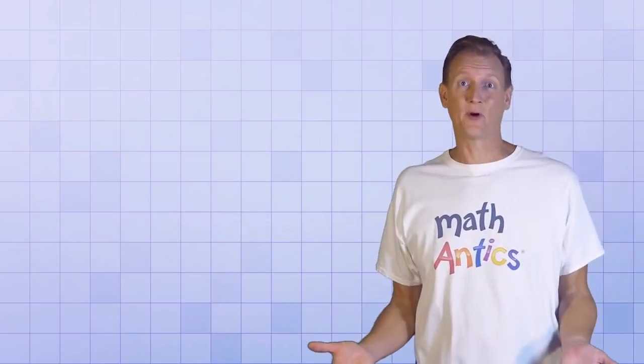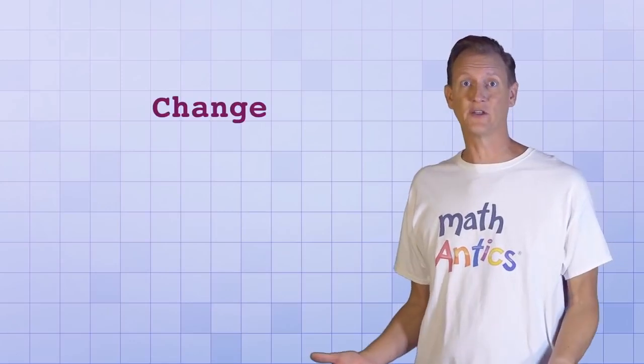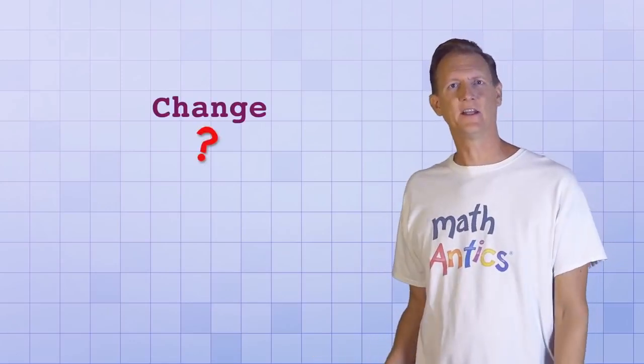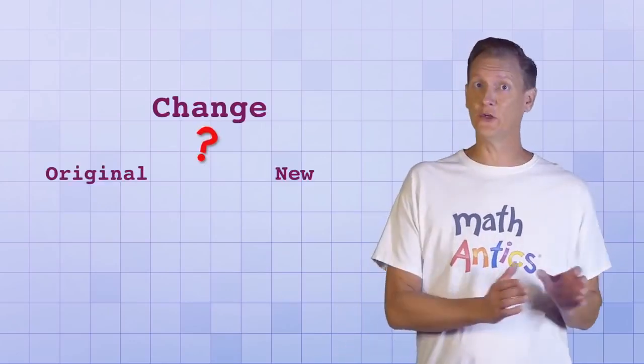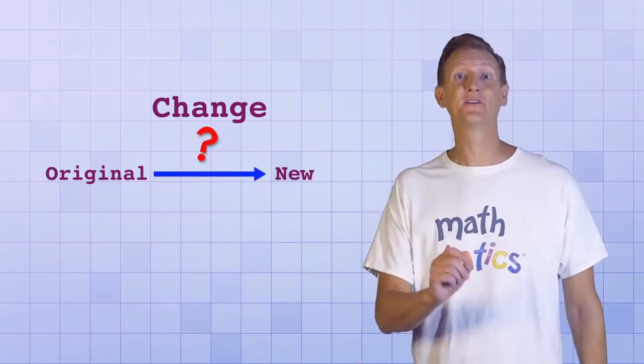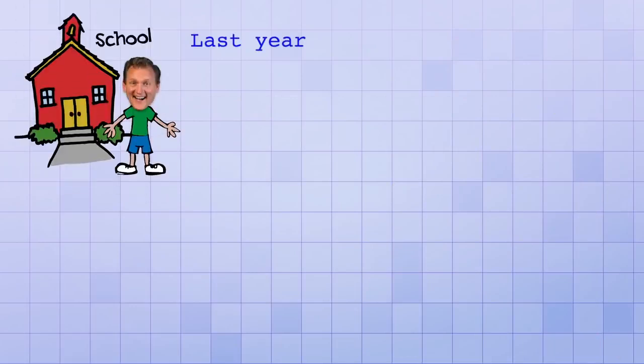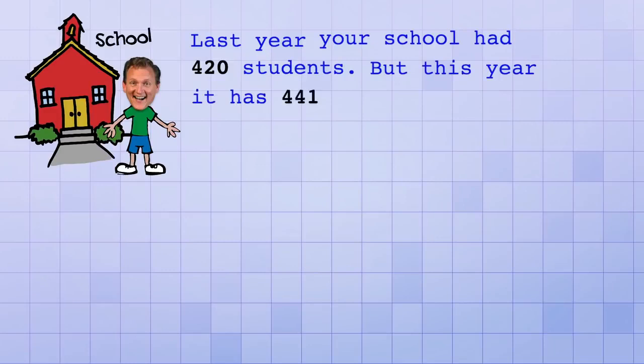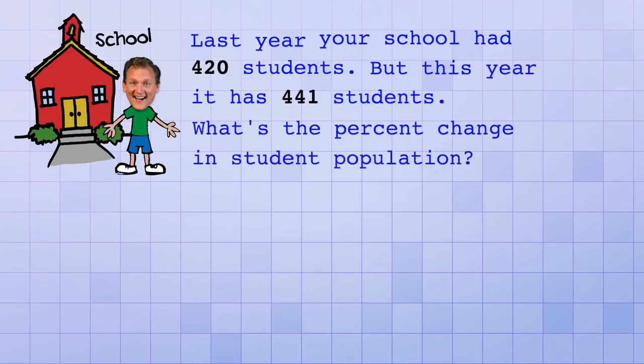But sometimes math problems don't tell you what the absolute change in a value is. Instead, they just give you an original value and a new value. In that case, you need to calculate the change yourself. Here's how you do that. Suppose you're given a problem that says last year your school had 420 students, but this year it has 441 students. What's the percent change in student population?